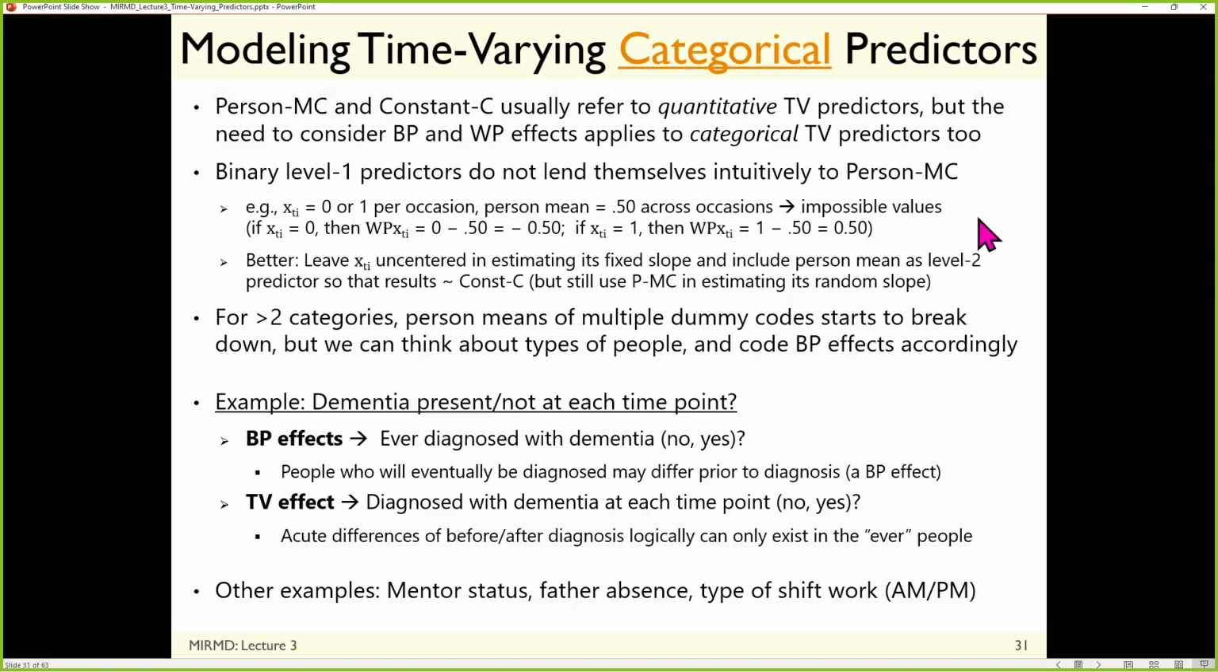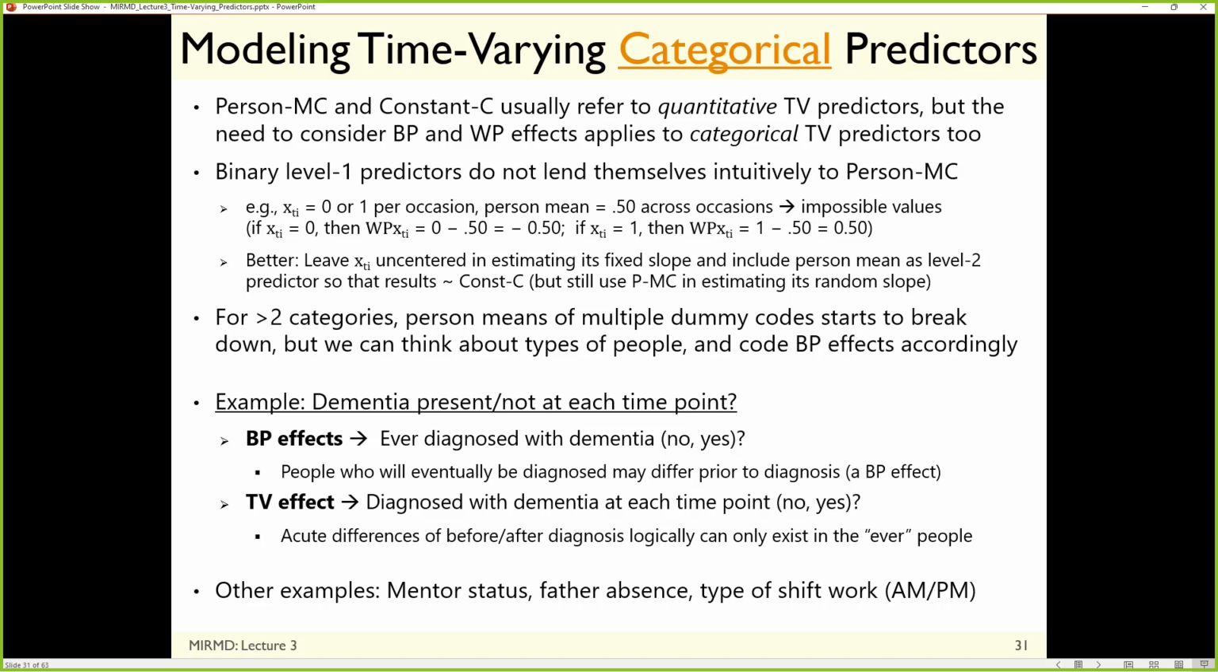Here's one reason. If the time-varying predictor is categorical, so this is slide 31. I'm sorry I'm skipping around a little bit, but I want to answer the question as it was asked. So let's say that I have whether or not something happened each day. Did something bad happen to you today, yes or no? That's the question. Person mean centering a yes-no variable like that is weird. Because let's say that something bad happened to you on half the days, so your person mean is 0.5.